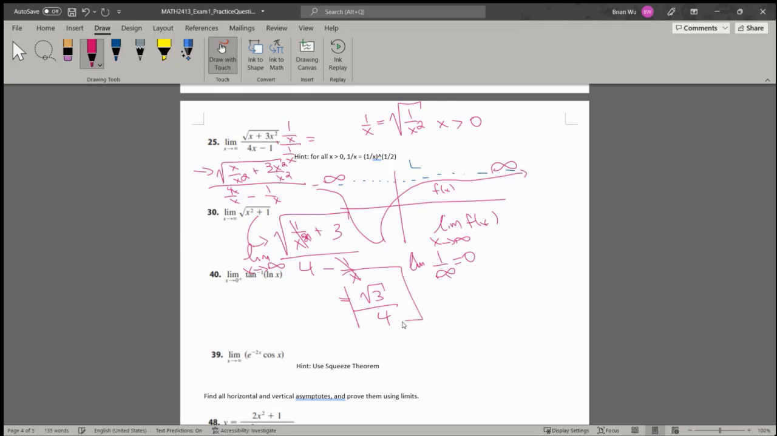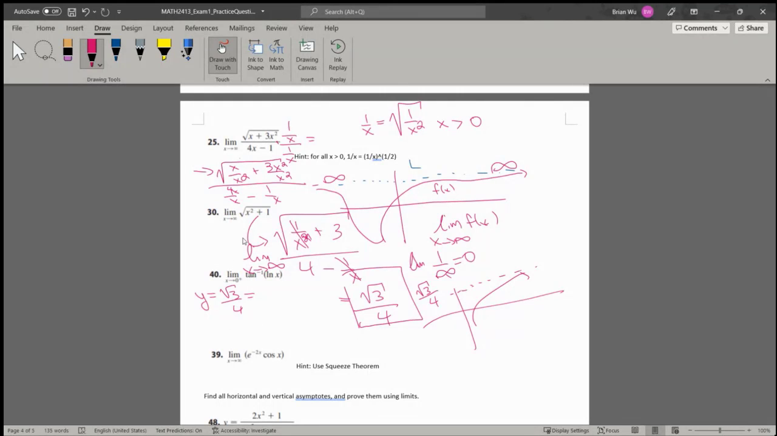And so this is the horizontal asymptote. And if you look at the graph of this, as you approach infinity, it's going to approach square root of 3 over 4 indefinitely, right? So that's why, commonly, when you list the horizontal asymptote, you're going to use y is equal to root 3 over 4, or whatever horizontal asymptote you find, right?